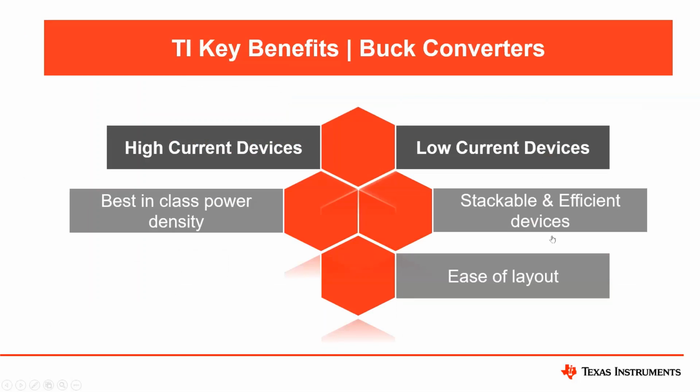So really, the key benefits when looking at our buck converters fall into these key categories. As mentioned before, you can look at it between high current devices and low current devices. But what a lot of these do is provide best in class power density. You'll find that with the hermetic devices, as well as that even further exemplified in the plastic counterparts. A lot of our devices are stackable or parallelable. We'll talk a little bit about that. Then we'll go into a little detail on the flow-through layout, or the ease of layout that we have with a lot of our devices.